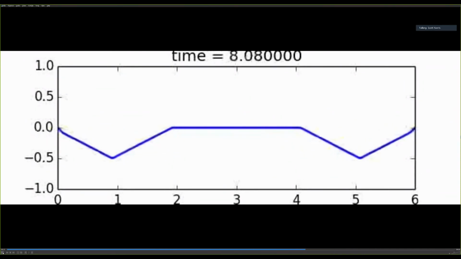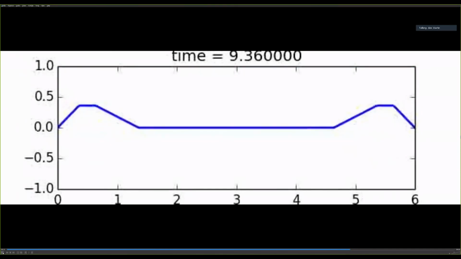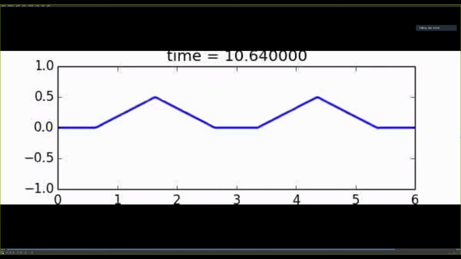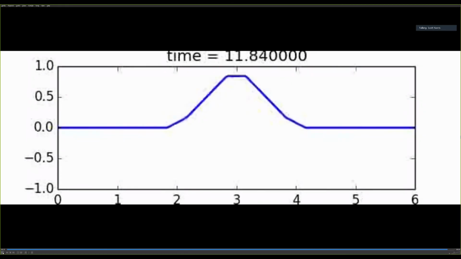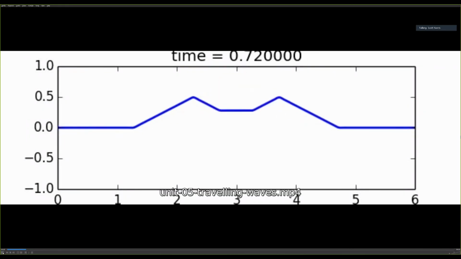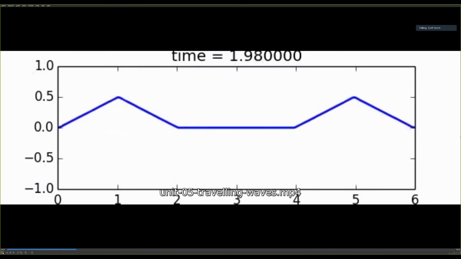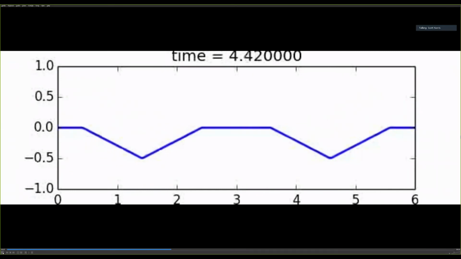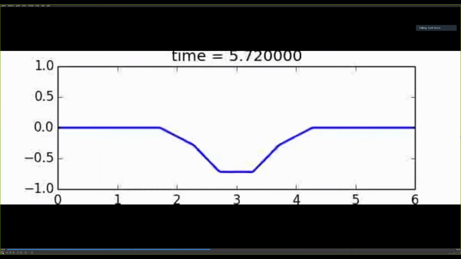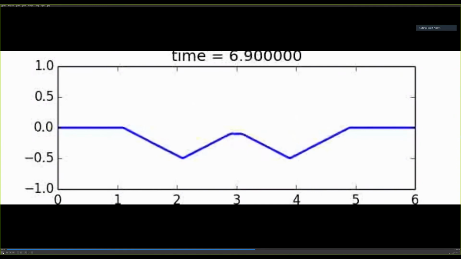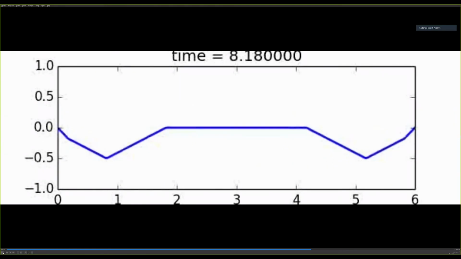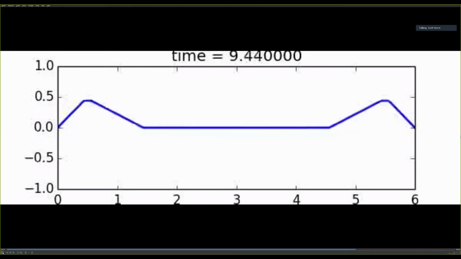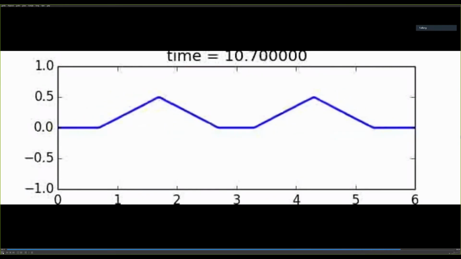Professor, what would be a real life example of something like this? Well, it's a little bit of a contrived initial condition. Because in order to realize an initial condition like this, you would have to pull up on the middle of the string, but simultaneously push down at x equals 2 and x equals 4 in order to keep the regions from 0 to 2 and 4 to 6 flat.